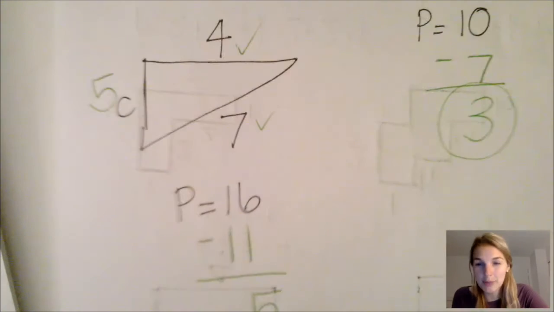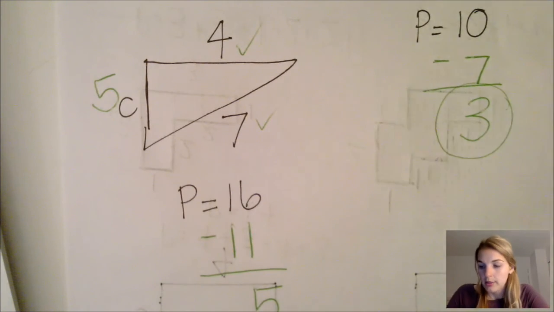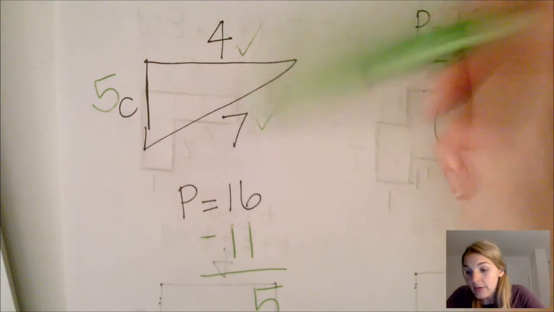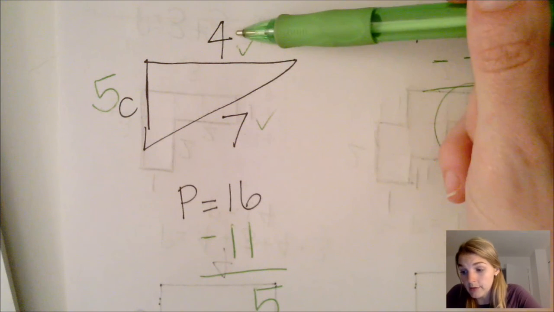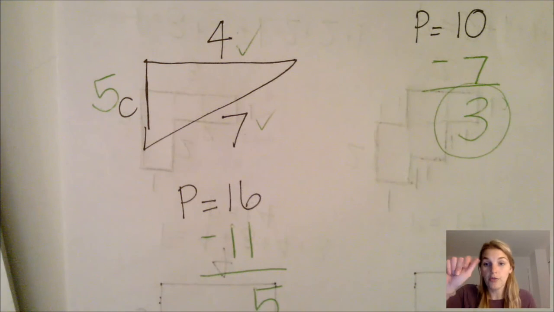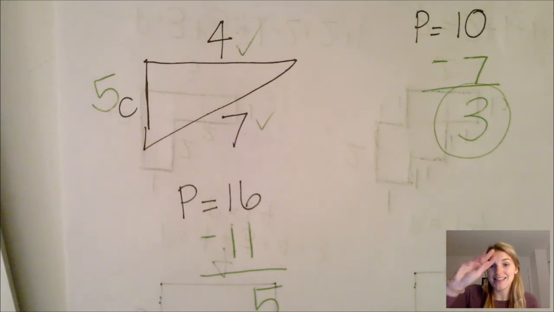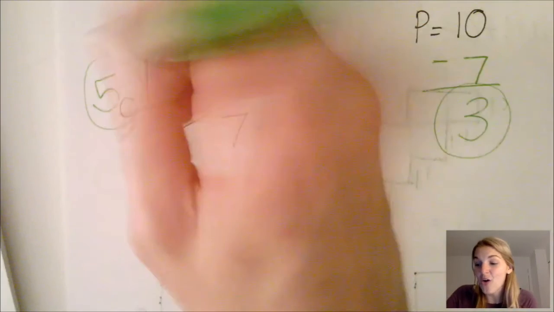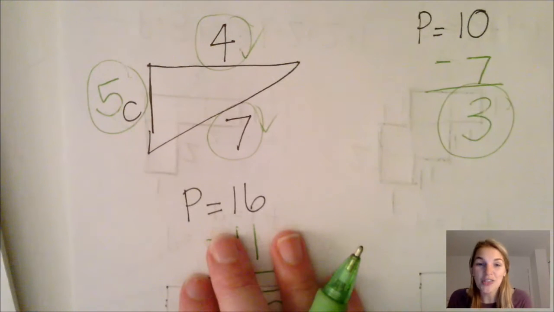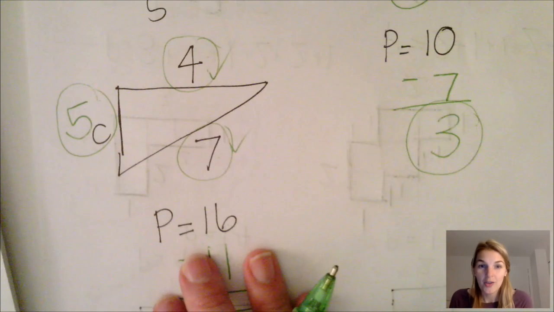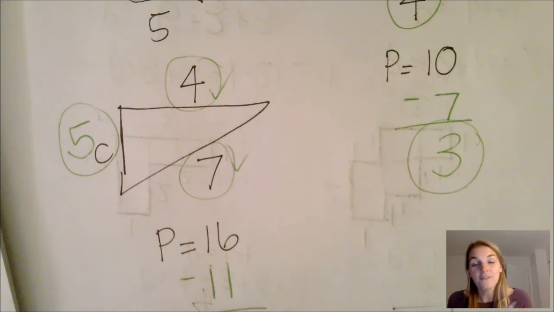So now I'm going to double check my work. I know that 7 plus 4 is 11, 12, 13, 14, 15, 16. I now have all the sides, and I know that they total up to the perimeter. So when you're working on this today, the first thing you want to do is add what you do know, and then you're going to subtract from the total.